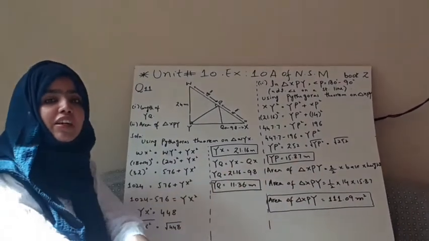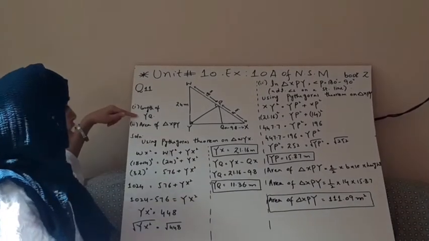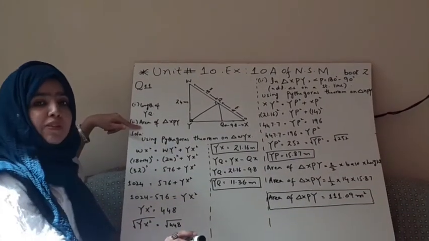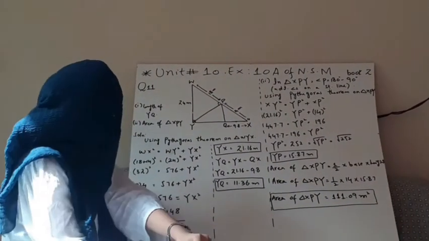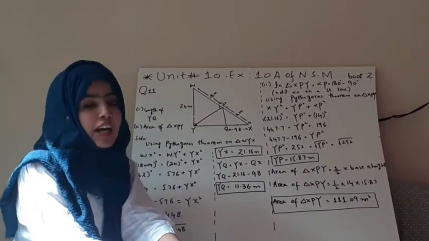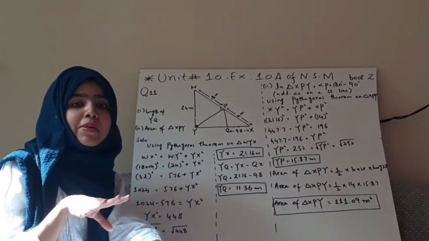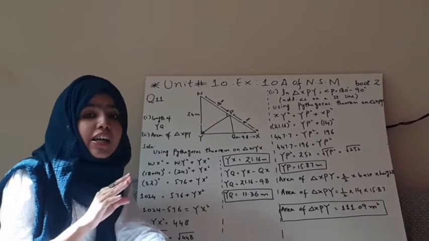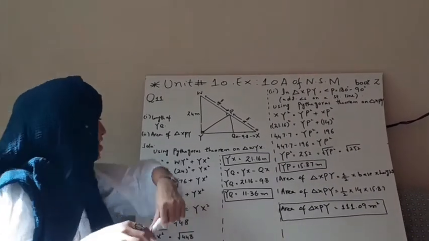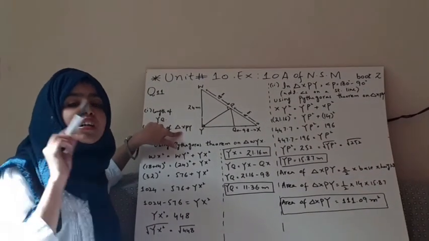So we are done with the findings. The length of YP we have found, and the area of triangle XPY, we are done with this question. Your task is to complete question number 12 and 13. But in question number 13 you may have a little problem, because in question number 13 they have asked to find the area of the whole figure. Here they asked the area of only one particular triangle, there they have asked the area of the whole figure.